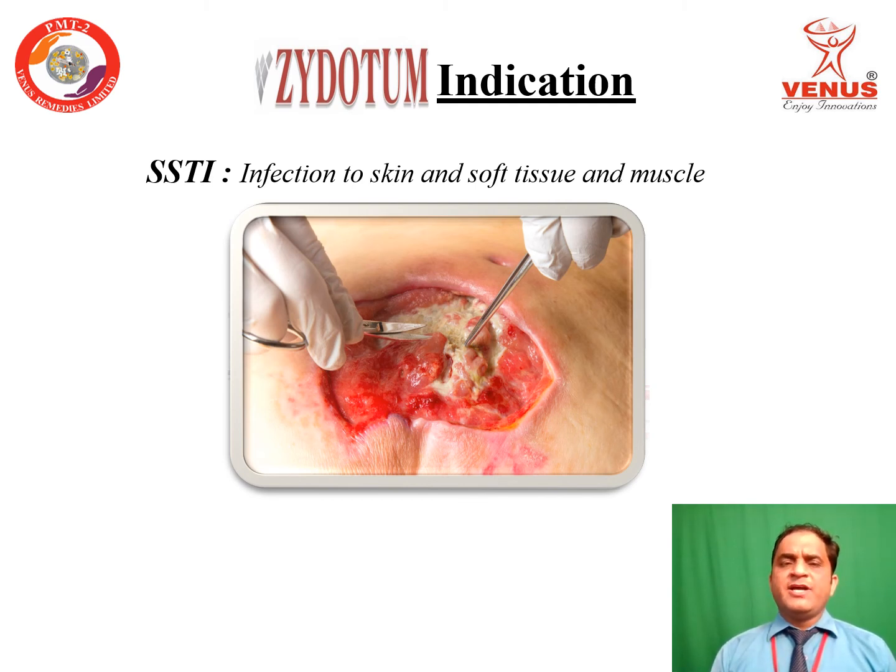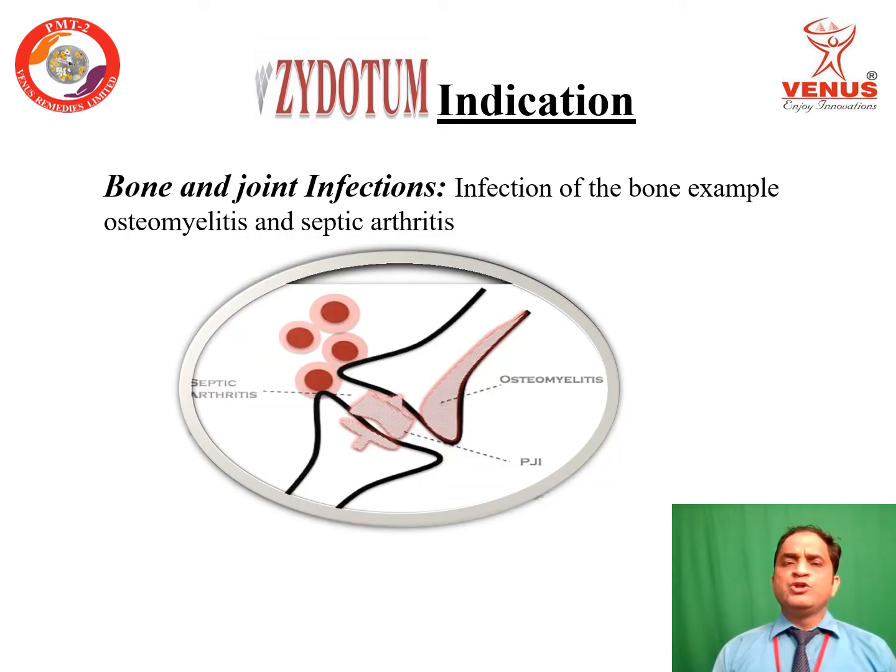The next one is SSTI, skin and soft tissue infection. Any infection to the skin and muscles is called SSTI. Bone and joint infection, infection of bone, which includes septic arthritis and osteomyelitis, are examples of bone and joint infection. In this problem, part of the bone is infected. As you can see in that image, there is a part of the bone which is infected. This is called bone and joint infection.